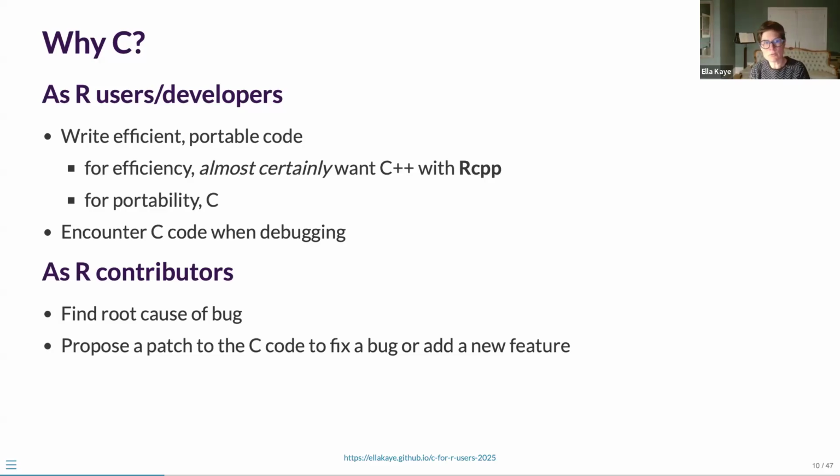But as R users or developers, we might still encounter C code when debugging. And as R contributors, if we're comfortable digging down into the C source code, it can help us find the root cause of a bug and even potentially go a step further to propose a patch to the C code to fix a bug or to add a new feature in R.